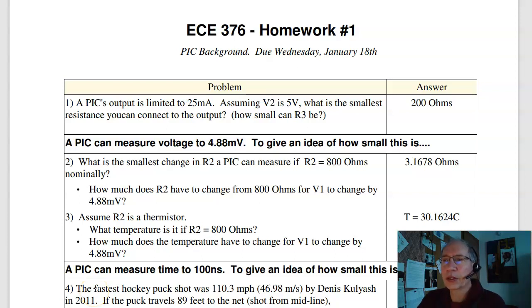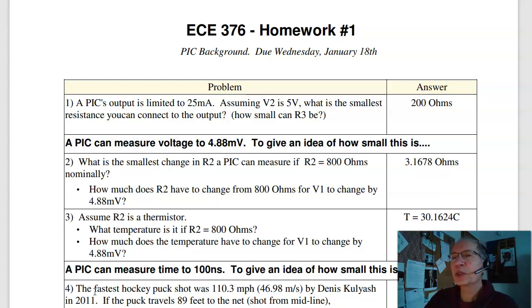Here are our solutions to homework set number 1 for ECE 376. This homework is just kind of background on a PIC processor. With a PIC, you can drive 25 milliamps, you can measure voltage to 4.88 millivolts, you can measure time to 100 nanoseconds. What does that mean?